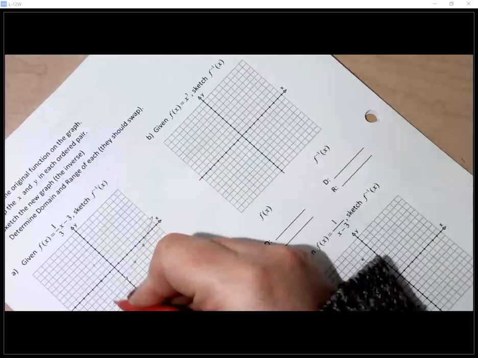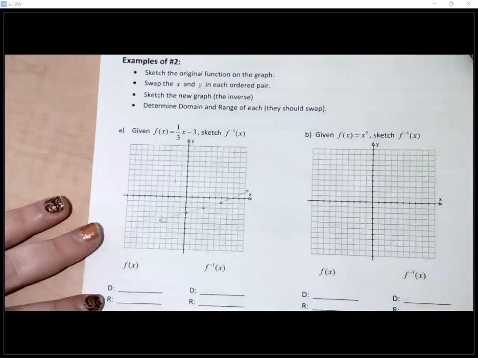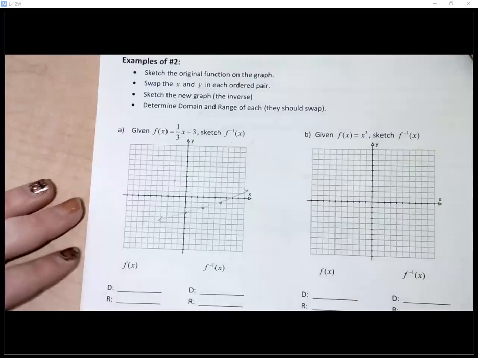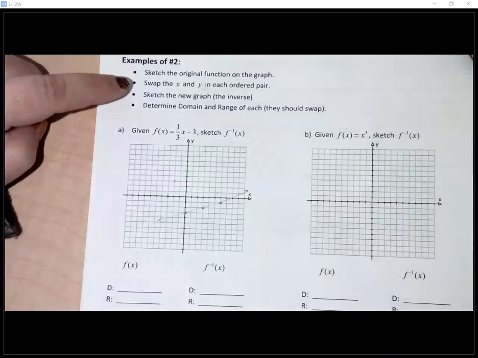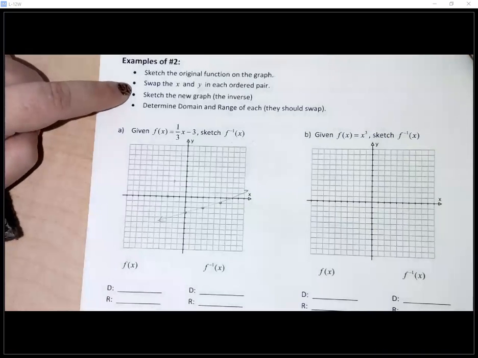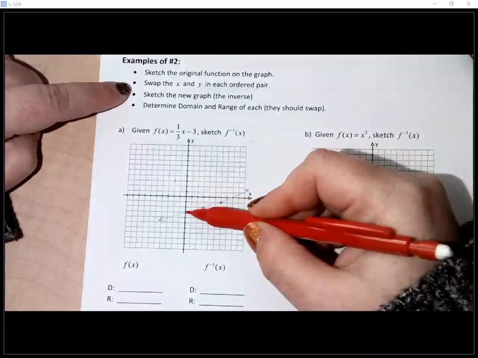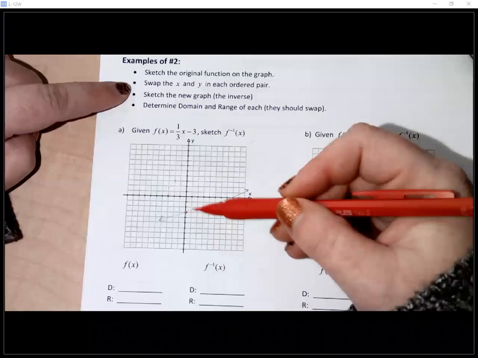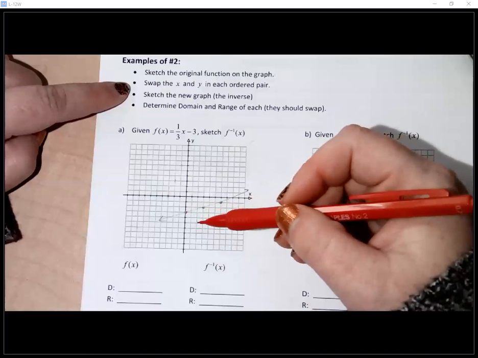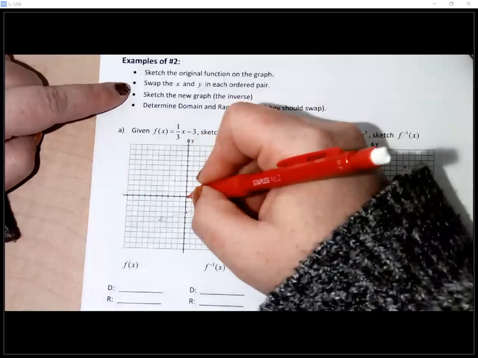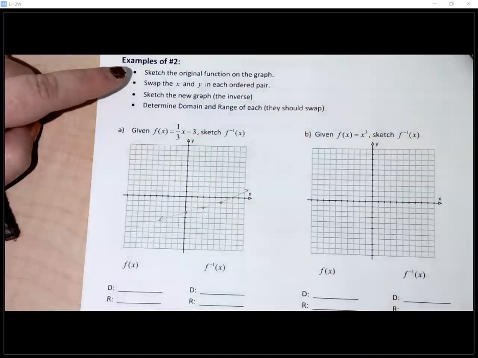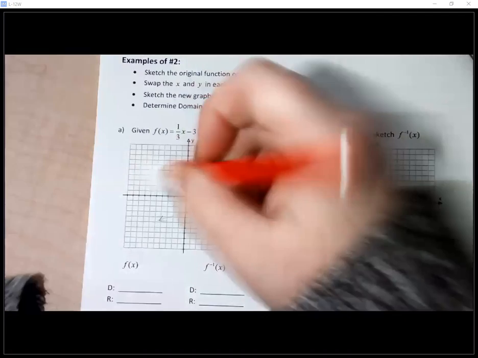Okay, so there is my original function graph. You probably have yours. Now, according to the second bullet, all we have to do is swap the x and y in each ordered pair. So if I take the first point that I made, which was at (0, -3), I'm literally going to swap them. Instead of plotting (0, -3), I want to plot (-3, 0). I'll switch to red.